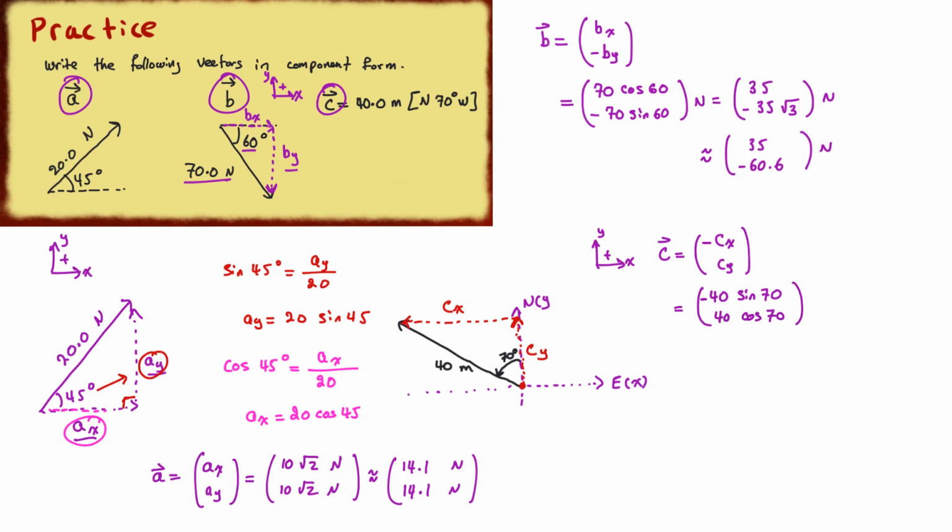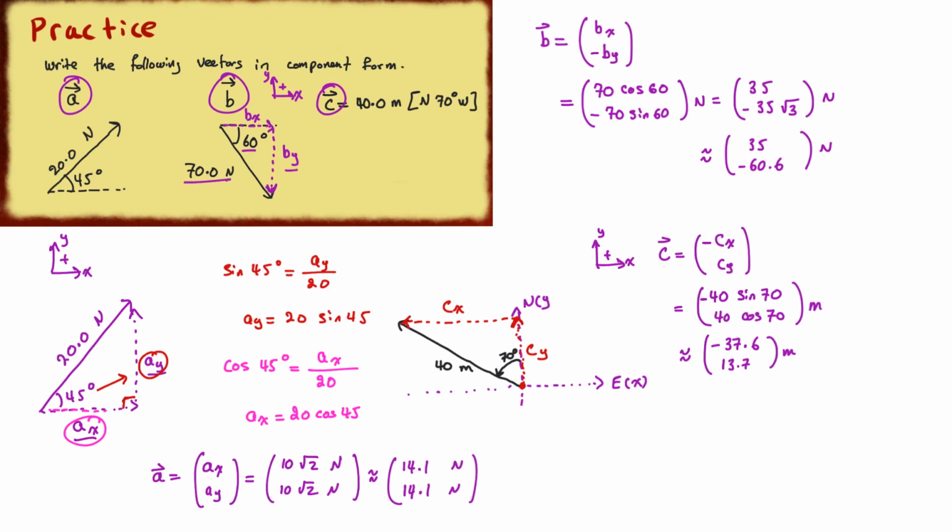Angle 70 is not a special angle, so I don't know the exact value to it. I will just use my calculator and I will get this as a negative 37.6 in three significant figures, and I will get 40 cosine of 70 as 13.7 in three significant figures, and my units is meters for this question.